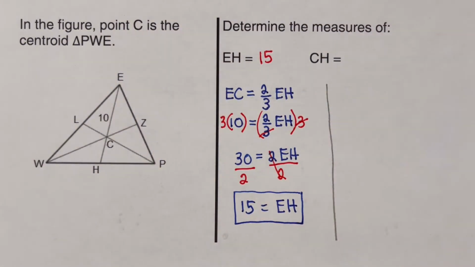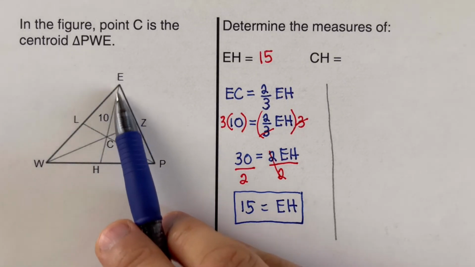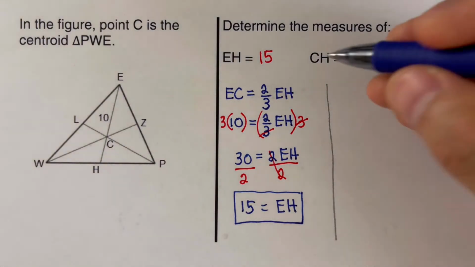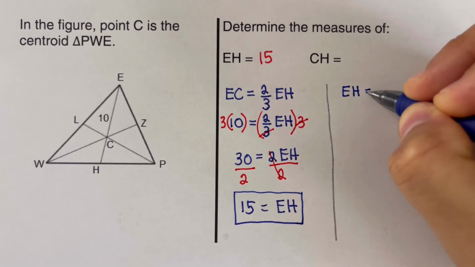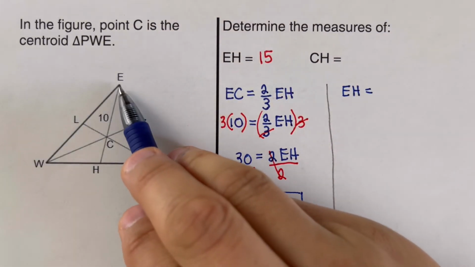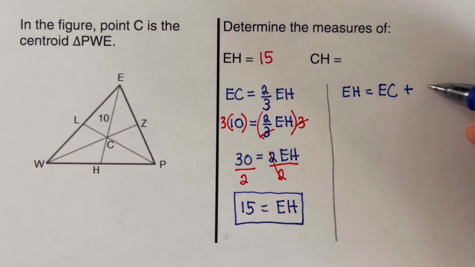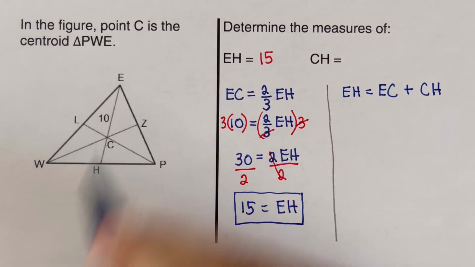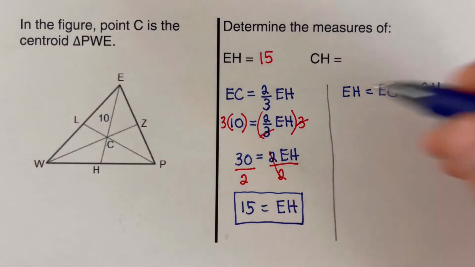Now looking at this problem right here, we are given CH. The segment addition postulate tells us that this whole thing EH is actually the sum of EC and CH, so we can go ahead and write that up here. So our EH is equal to EC plus CH. If we add both of them, it's going to equal the total. Since we know that EH is 15, we plug that in here.